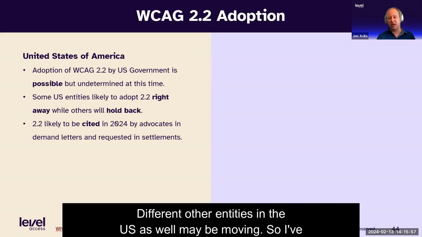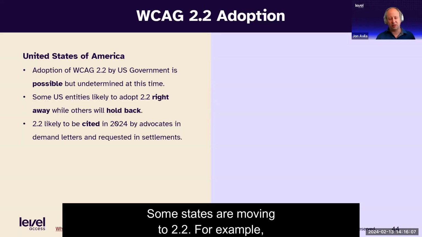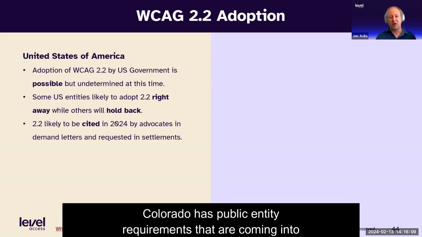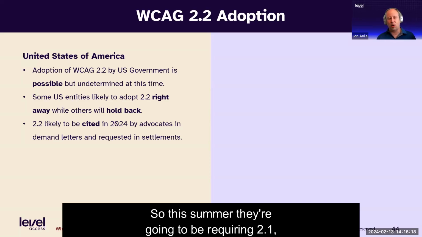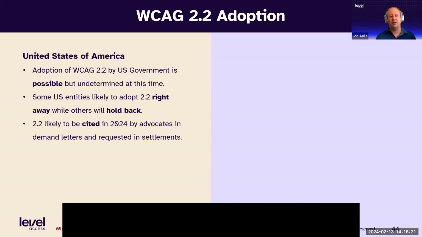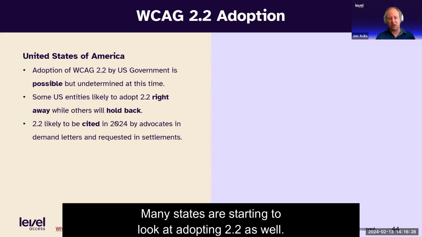Different other entities in the US as well may be moving. I've talked to lots of different states. Some states are on 2.0, some are on 2.1, some states are moving to 2.2. For example, Colorado has public entity requirements that are coming into force this summer. This summer, they're going to be requiring 2.1. But next year, in 2025, they'll be requiring WCAG 2.2. So many states are starting to look at adopting 2.2 as well.